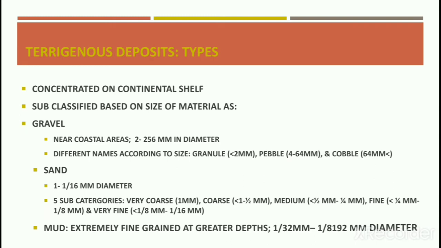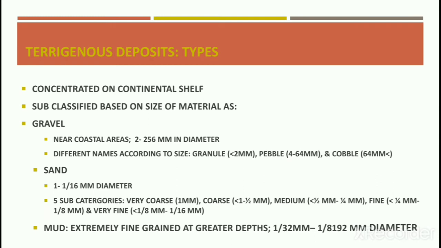They are very coarse sand having a diameter of 1 millimeter, coarse sand between 1 to 1/2 millimeter in diameter, medium sand with 1/2 to 1/4 millimeter diameter, fine sand with 1/4 to 1/8 millimeter in diameter, and extremely fine sand having less than 1/16 millimeter in diameter.